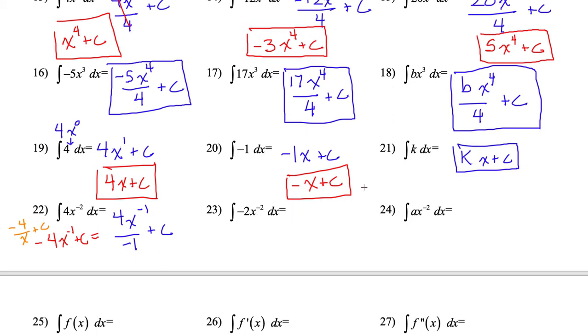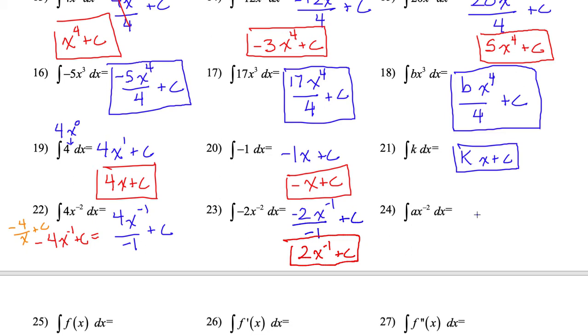So it was negative 2x to the negative 2. I'm going to add a power. It becomes negative 1, and don't forget to divide down by negative 1, plus c, which means my final answer is just 2x to the negative 1 plus c. Again, I could have written that as 2 over x plus c. I'm going to write it with negative powers instead of fractions, though.